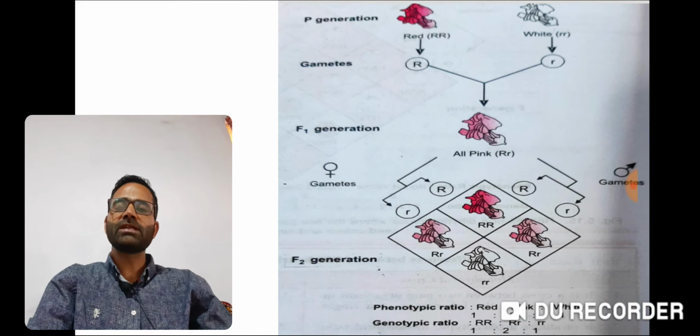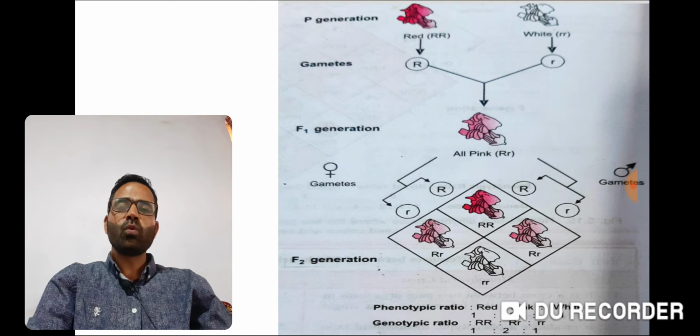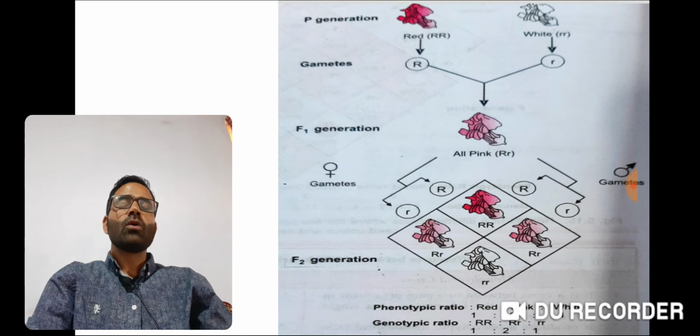And when these F1 hybrids having the new phenotype, that is the pink colored flowers, are allowed to go for self-pollination, three types of plants are formed in the ratio of 1:2:1. You can see here, one plant will have red flowers, two plants will have pink flowers, and one plant will have white flowers.